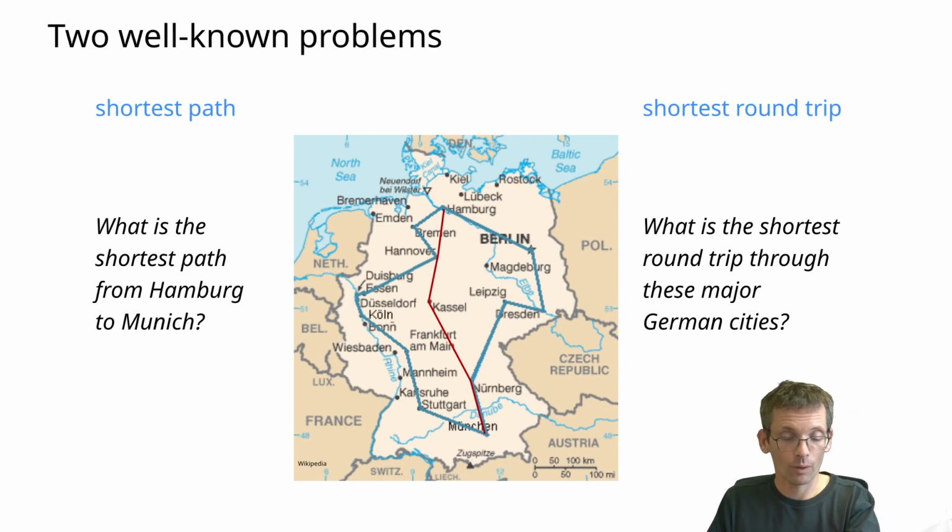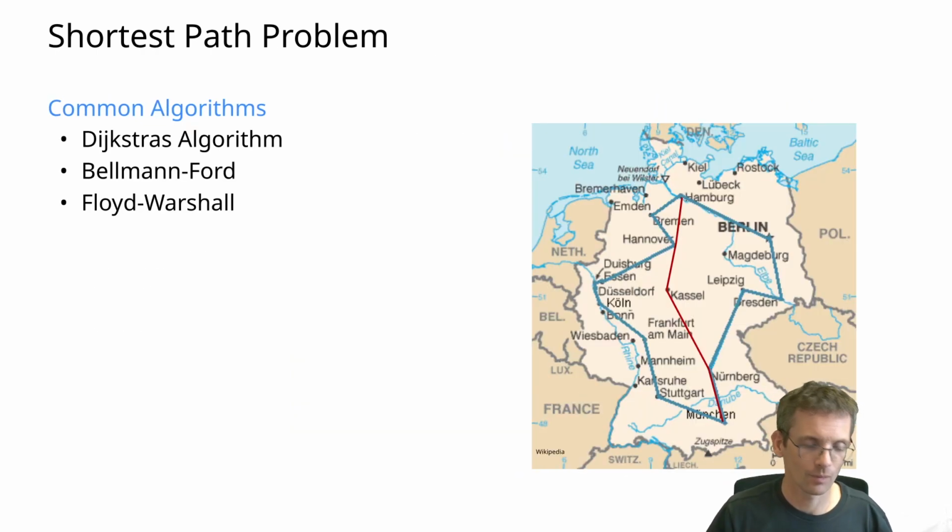This is very different from, for instance, wanting to visit all of the major cities, because then we get the shortest round trip problem or traveling salesperson problem. That's computationally much more difficult. It's an NP-hard problem, while for shortest path we know efficient algorithms. Most commonly, I would say these three: Dijkstra's algorithm, Bellman-Ford, Floyd-Warshall.